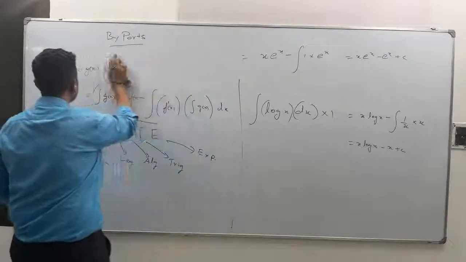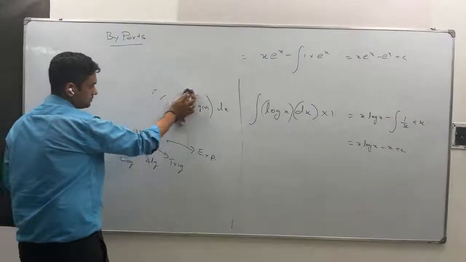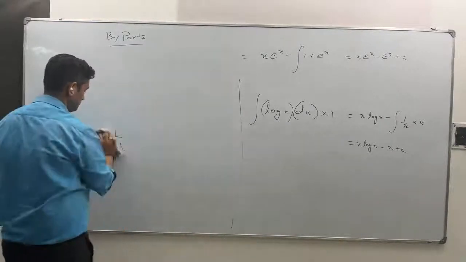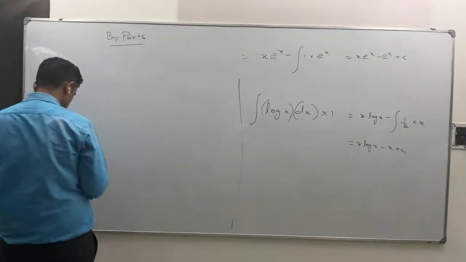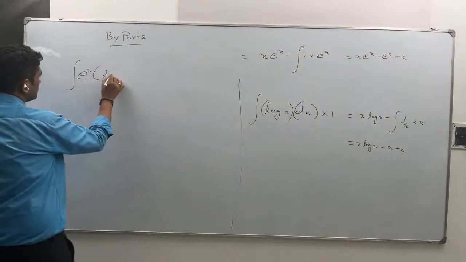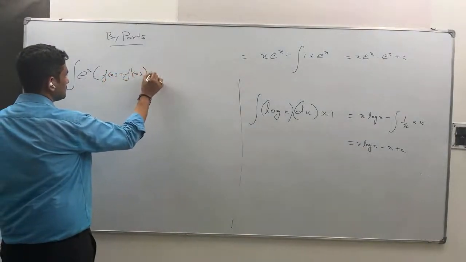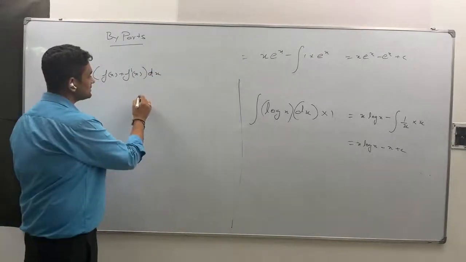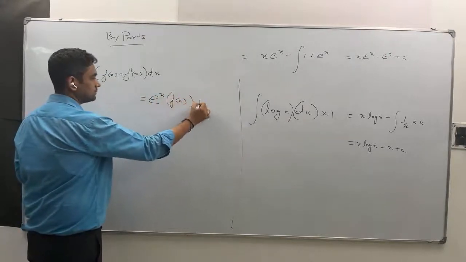So now we will look into one standard form in integration by parts. That is the integral of e power x into f(x) plus f dash x, dx. Now this is a standard form, and it is a direct formula. It comes out to be e power x f(x) plus c.